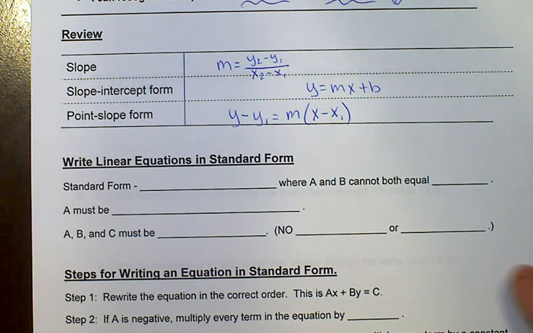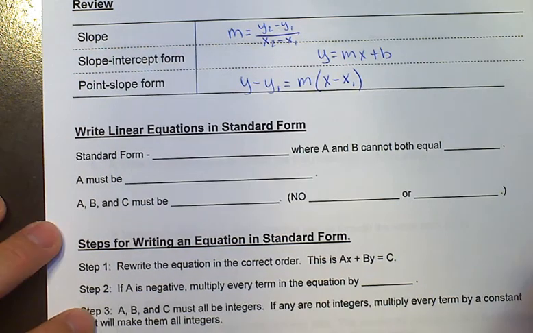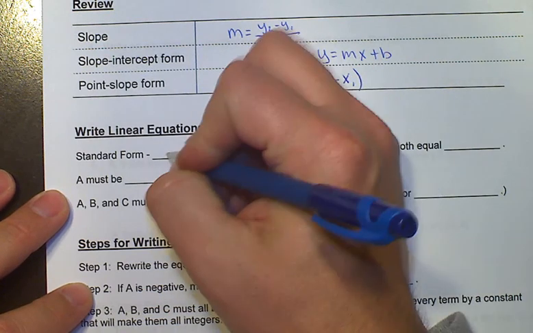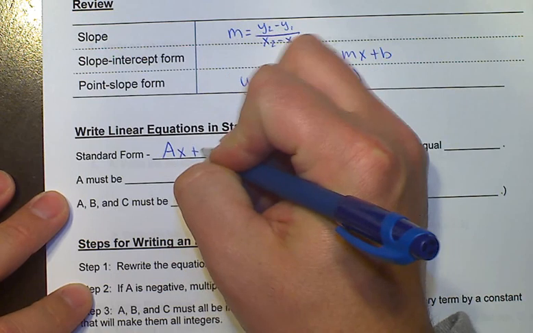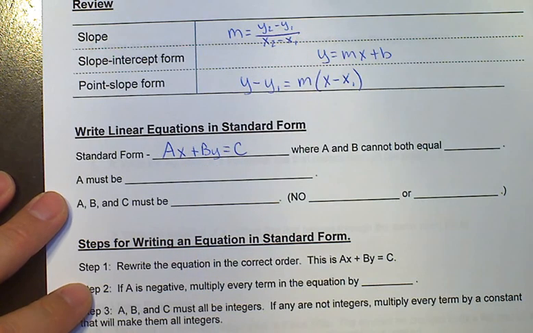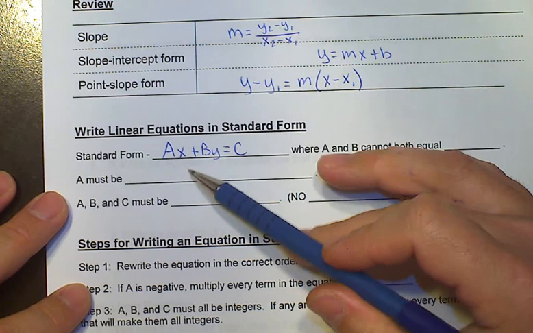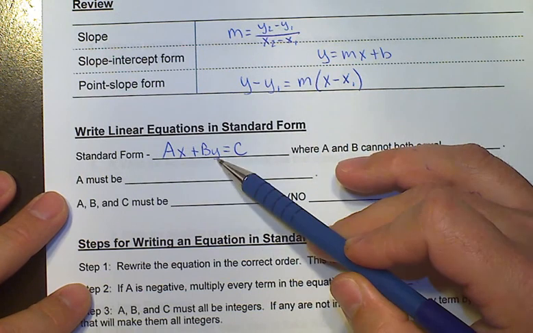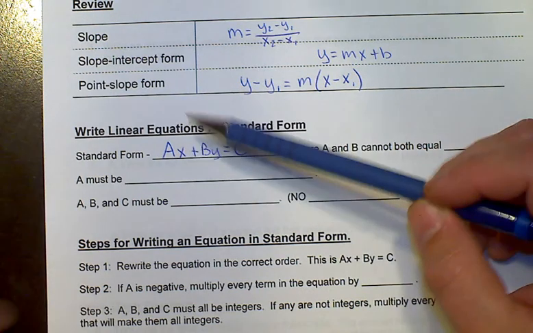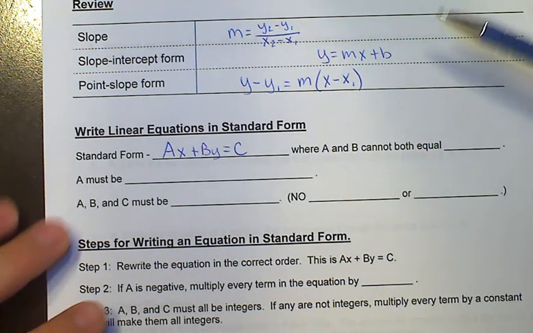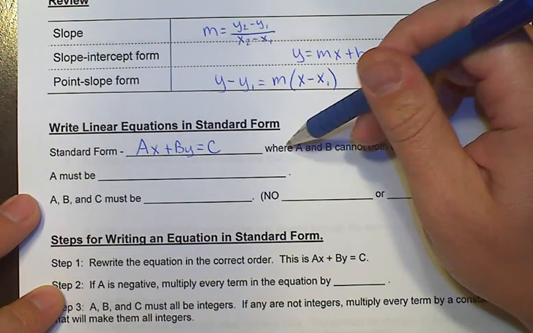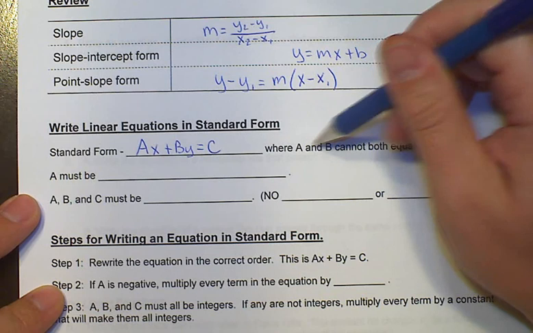Okay, so the new one that we're going to go through today is standard form. Alright, so standard form looks like this: Ax plus By equals C. So again we've got our x and our y in there, and we'll talk a little bit later, I think next unit maybe, or later in this unit, about what A, B, and C could represent.